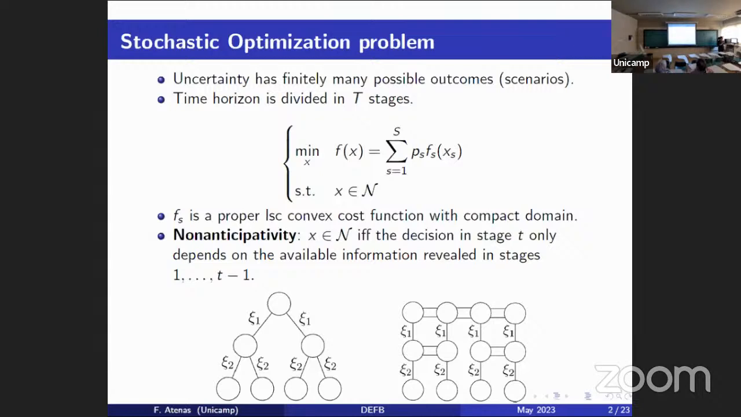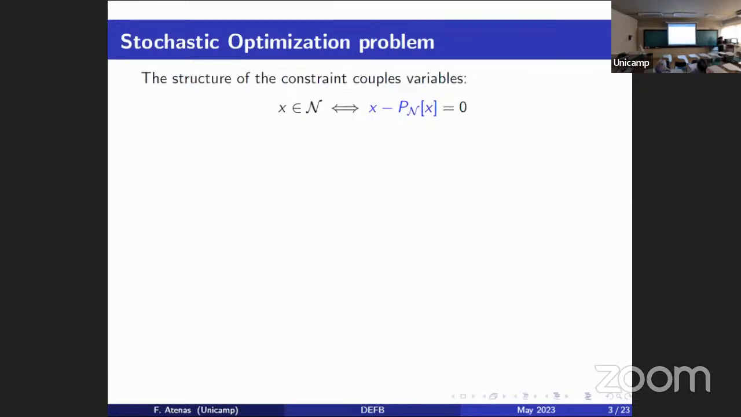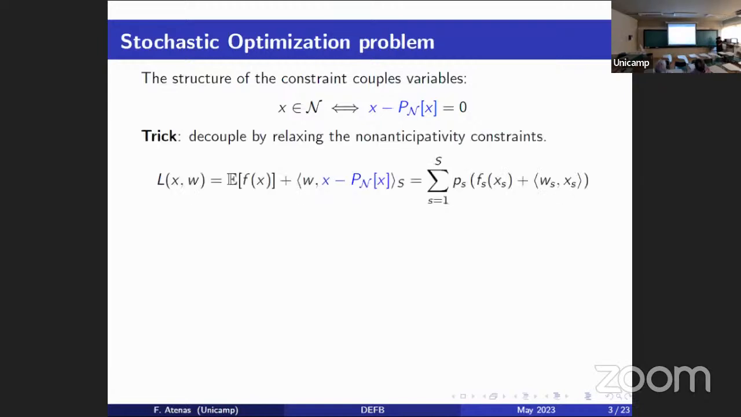So even though we have a decomposable objective function, right, because we write it as an expected value, we have a coupling constraint, the non-anticipativity constraint. Even though it couples the variables, it has a special structure again that we can exploit. We can rewrite this constraint as x equals the projection of x onto the subspace. And this is the representation of the constraint that we use to define the Lagrangian.